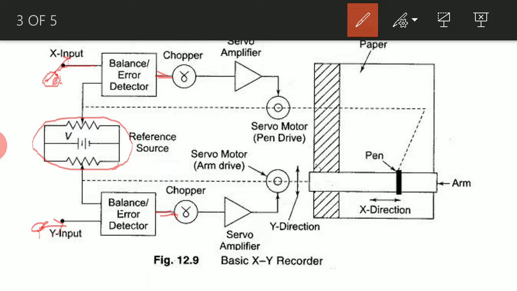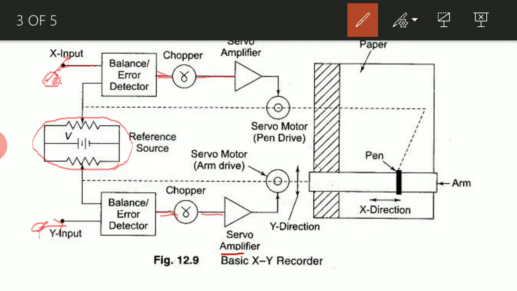What does a chopper do? A chopper makes pulses from the input DC voltage, right? So we can consider a chopper as a DC to AC converter. The chopper will convert the DC signal coming from the two inputs into AC signals. And these AC signals are fed into an amplifier, an AC amplifier, probably an op-amp. The chopper is used to convert to AC because it is easier to amplify AC signals than DC signals.